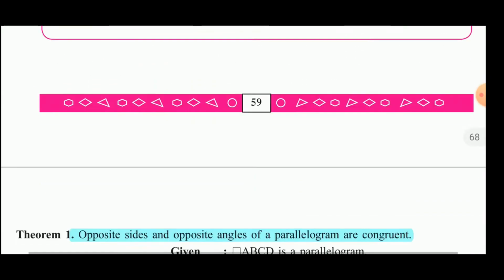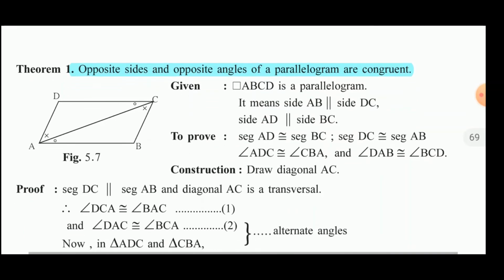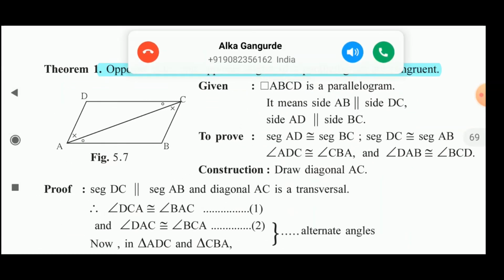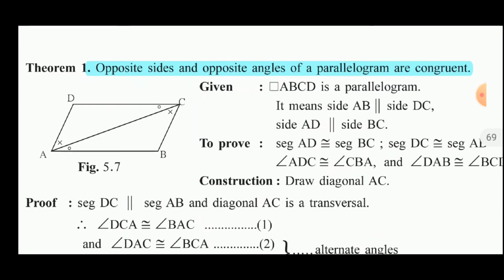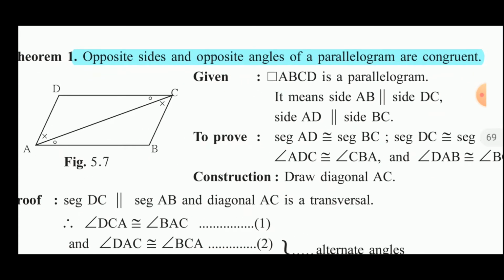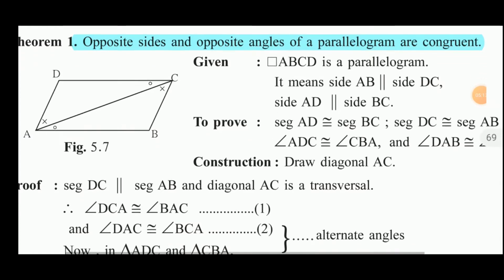Now let us see Theorem 1. Opposite sides and opposite angles of a parallelogram are congruent. Now let us see the next theorem. Opposite sides and opposite angles of the parallelogram are congruent. Now this is a quadrilateral ABCD. Here in given you will write down quadrilateral ABCD is a parallelogram. It means that side AB is parallel to side DC and side AD is parallel to side BC.